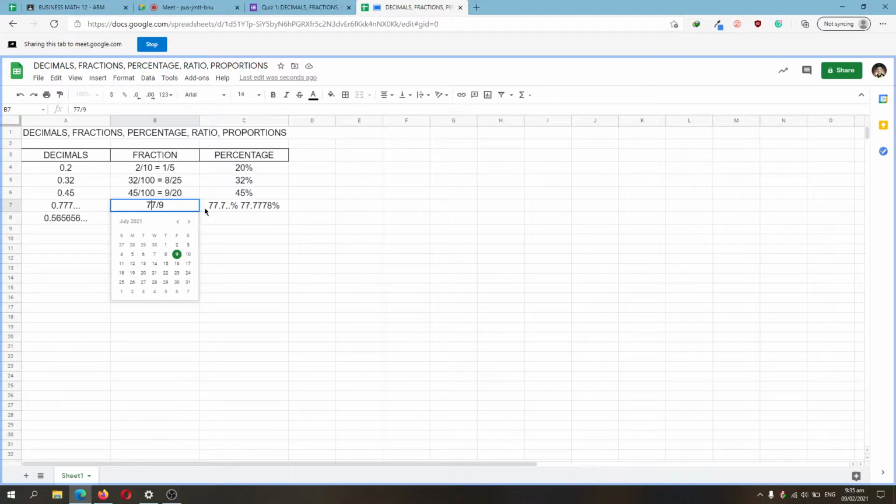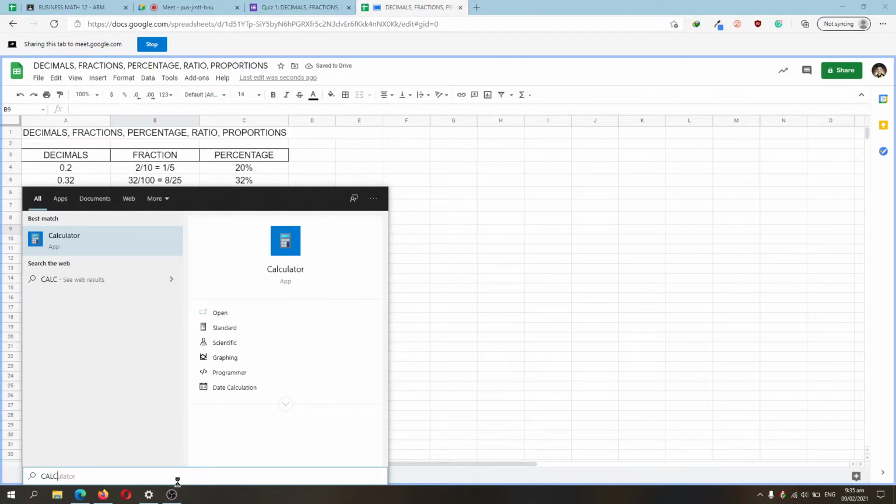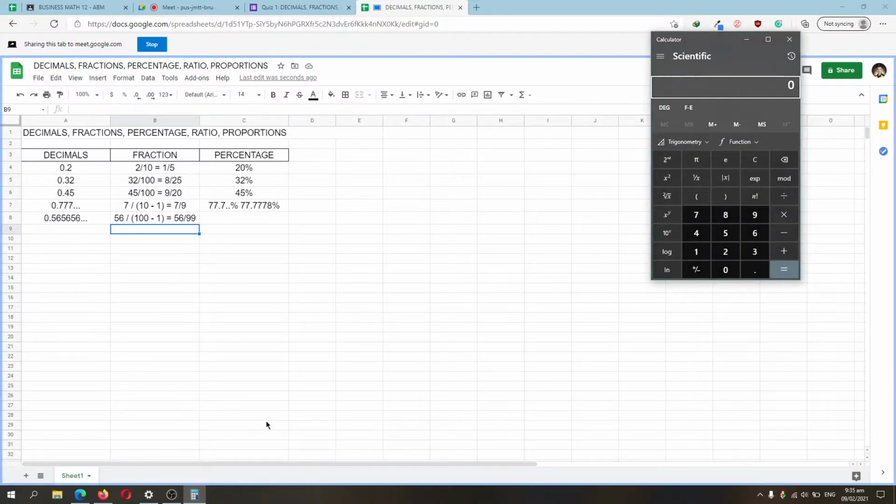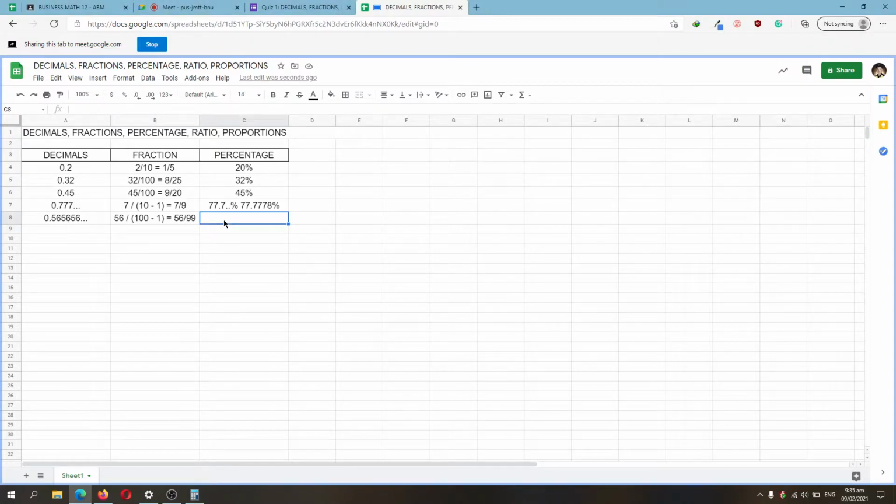That is 7 over 10 minus 1, or equal to 7 over 9. Ganon din siya dito. So it is equal to 56 over 99. So, check natin. 56 divided by 99 is equal to 0.56565656. So, paano natin i-express as percentage?